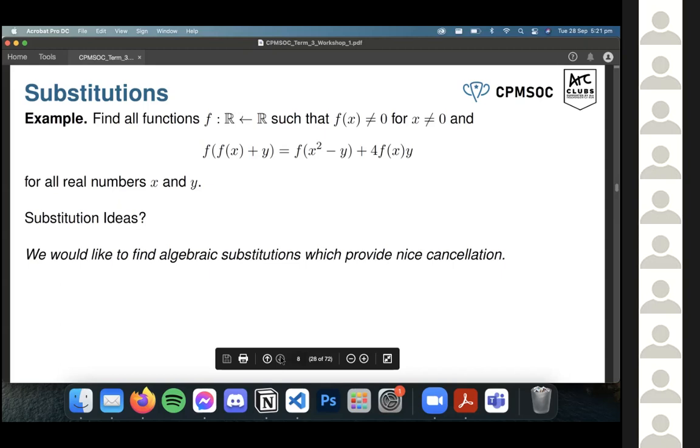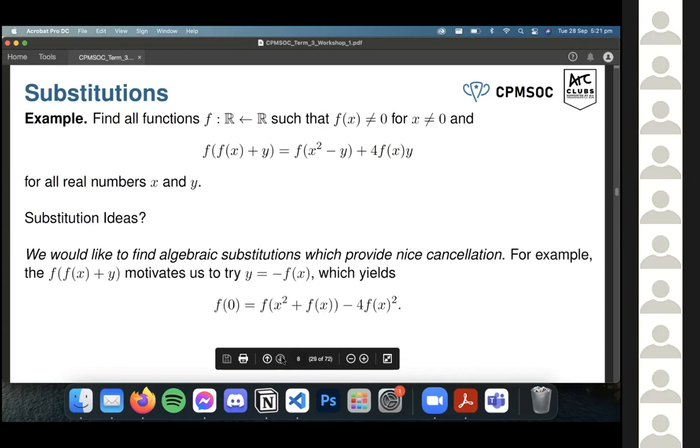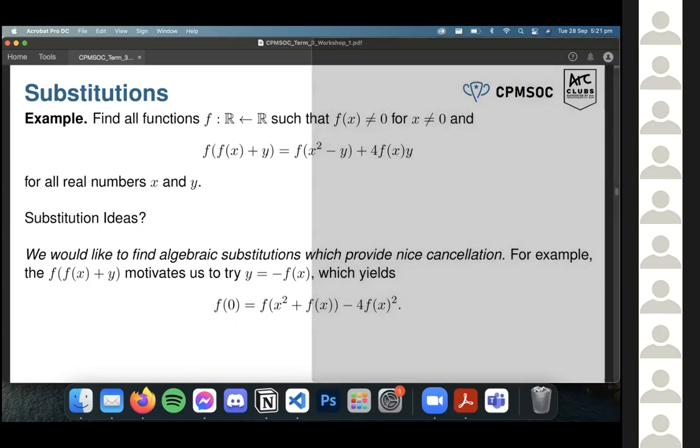All right, let's move on to the next slide. And we'll try negative f of x. Of course, we get f of 0 on the left-hand side. And on the right-hand side, we get something strange, maybe arguably simpler than the first equation.